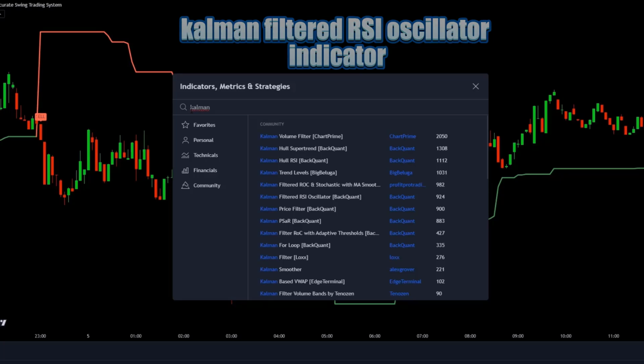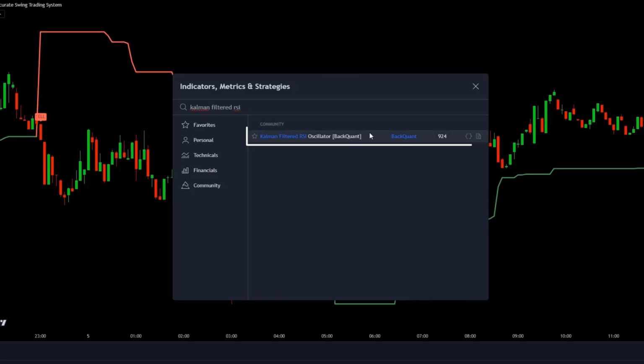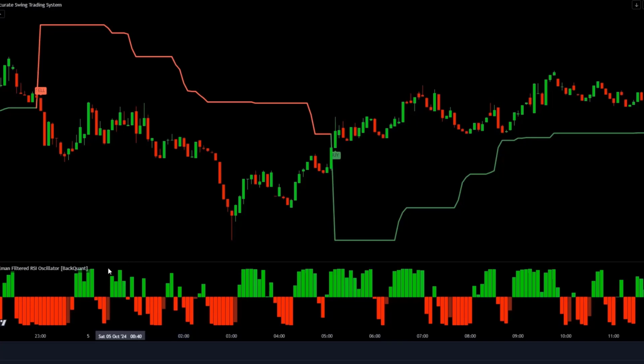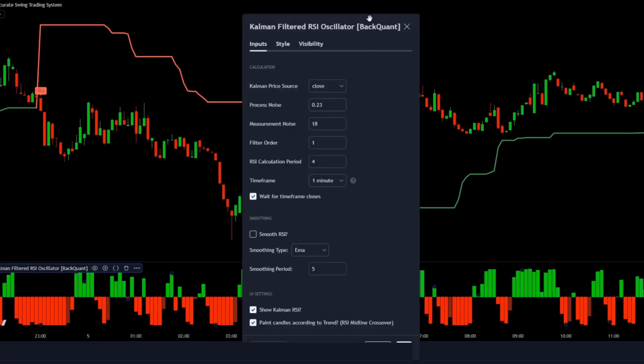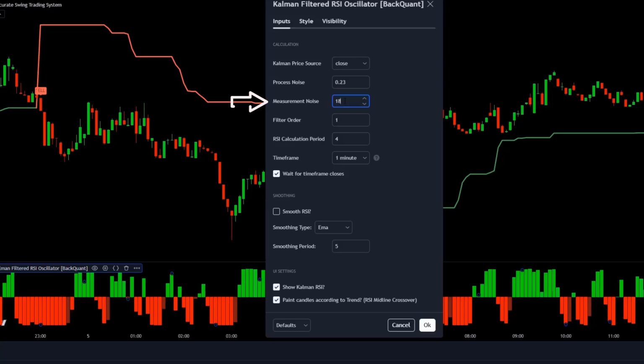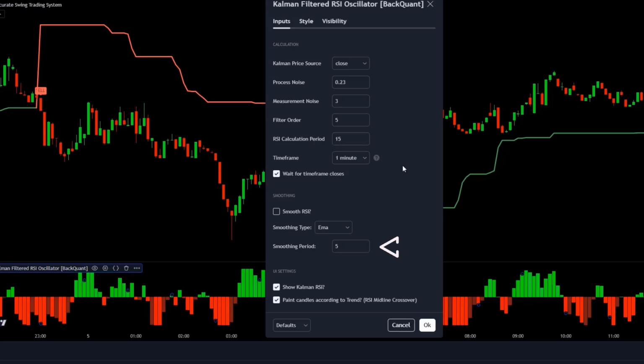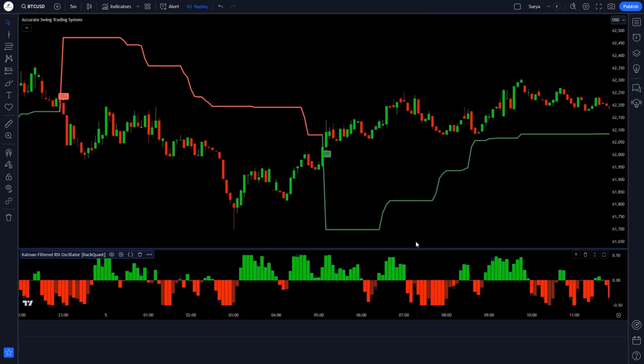Now search in the search box Kalman Filtered RSI Oscillator. Add this indicator to the chart. Now click on the settings icon of Kalman Filtered RSI Oscillator Indicator. In measurement noise, replace 18 with 3. In filter order, replace 1 with 5. In RSI calculation period, replace 4 with 15. In smoothing period, replace 5 with 7. Save this setting. Friends, our trading setup is ready.